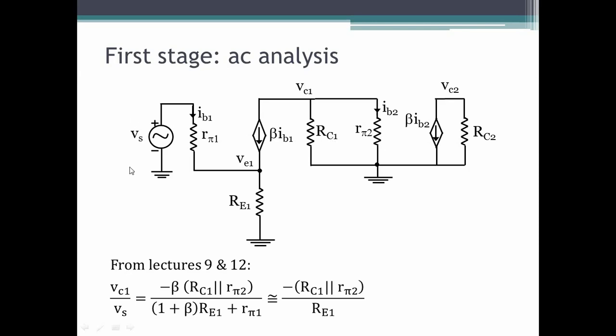So if we analyze this circuit, then we'll find the gain VC1 by Vs. We've done the derivation before, so I'm just writing the answer, except that now this is the expression. Earlier it was beta RC1, but now we have RC1 parallel Rpi2, because these are in parallel. So this becomes our gain of the first stage. Again, in the denominator we ignore Rpi1, it is very small, and then the betas cancel. So we get minus RC1 parallel Rpi2 divided by RE1 as the gain of the first stage.